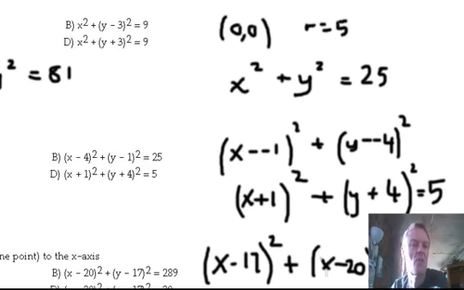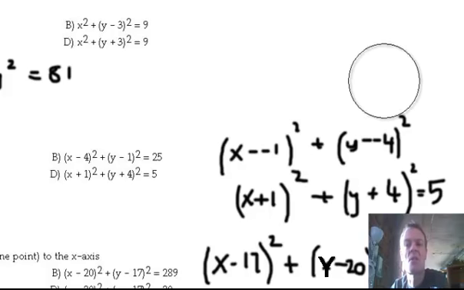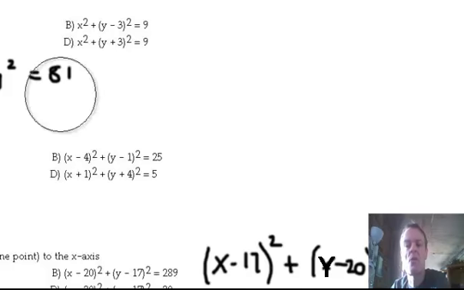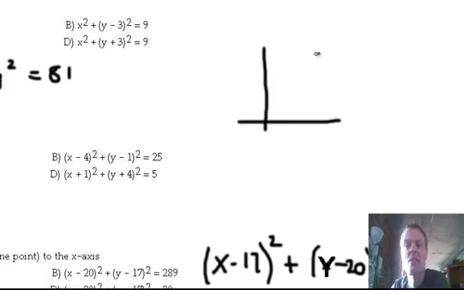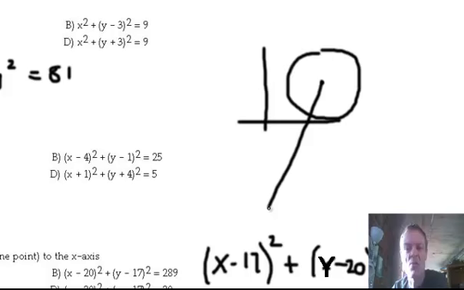If you were to draw yourself a little diagram, I'll just erase some of the stuff above here. What I've got here is a circle with a center, and I know it's got to touch the x-axis. The center is (17, 20), so that becomes these points here. Now then, what is the radius of this? Well, I know it touches the x-axis, so I put a line down here. From here to here is the radius.